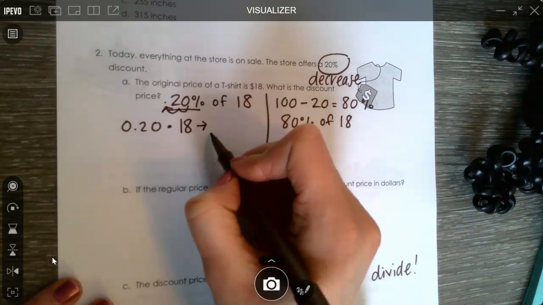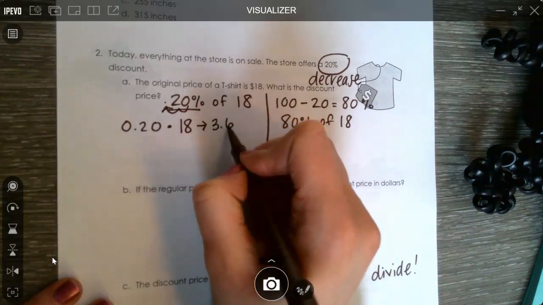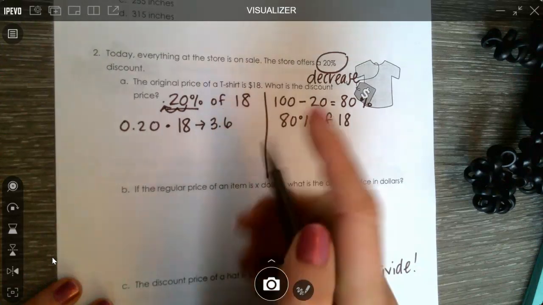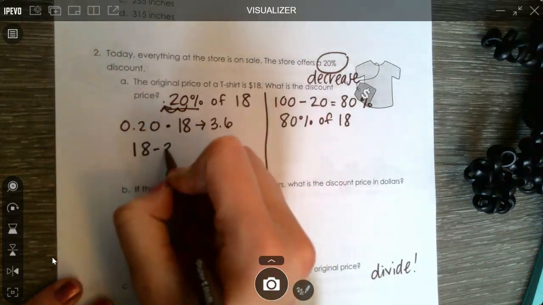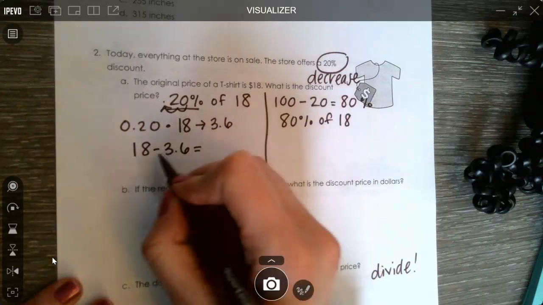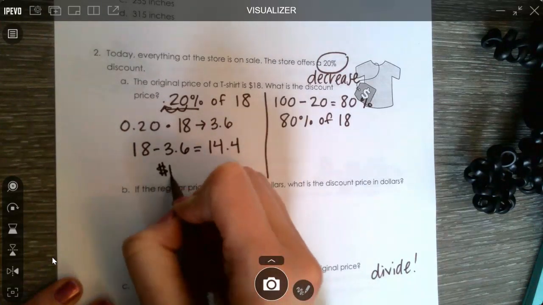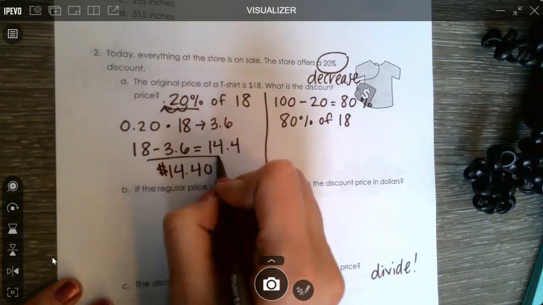In your calculator, you're going to type that in. You should get 3.6. This is the discount. This is the money I saved. So your last step is to subtract that from the total. So if I do that, I'm going to get 14.4. We're talking about money, so it should be 14.40.